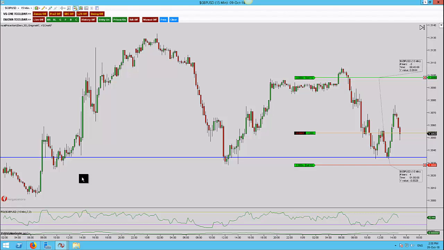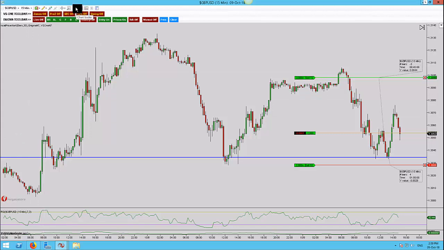Here we are on the pound-dollar 15-minute time frame, and we have a 2618 trade that's set up at a very good level of structure. We've pulled back into the 618 fib. I'm currently risking 26 pips for 44. So what I'd like to do is just talk you through the trade.